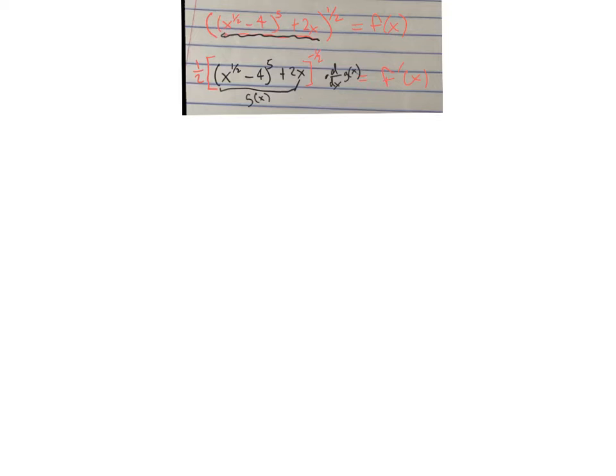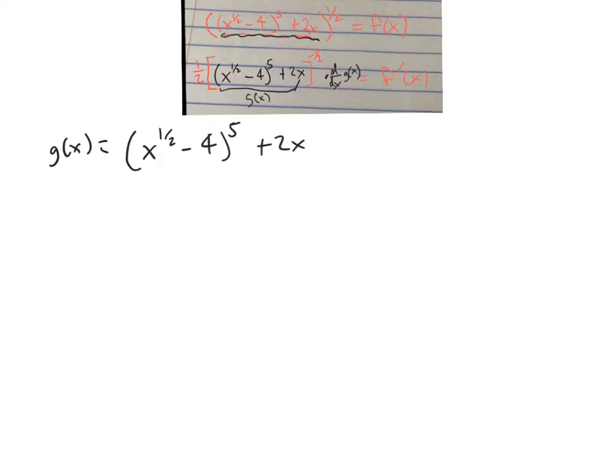So let's get back to this problem. Notice g of x is that inside stuff, so it's x to the 1/2 minus 4 raised to the 5th power plus 2x. Again, I'm interested in what g of x is because according to this, I'm going to have to take the derivative of that. g of x was just the inner function. So let's take the derivative of this now.